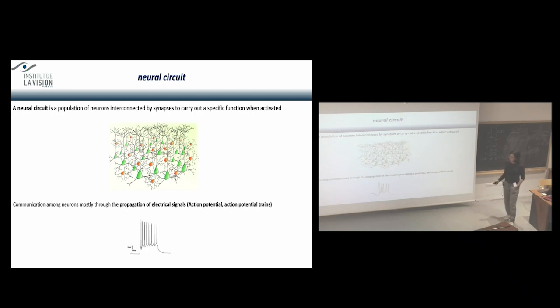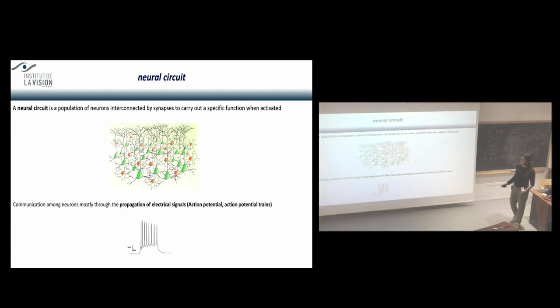And now something that you probably know is that the most important way the neurons within a circuit have to communicate among them is through the exchange of a specific class of electrical signal that can be exchanged. Sorry, is it possible to close the door to have a little bit more?